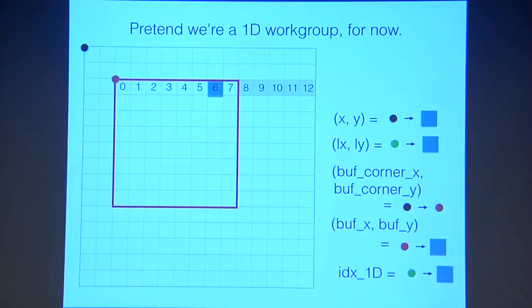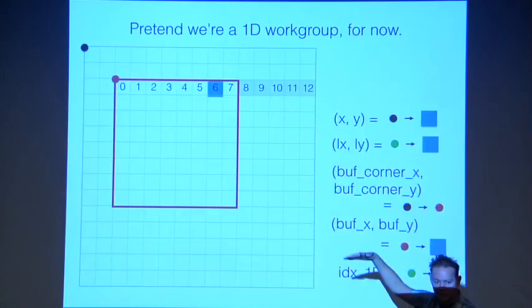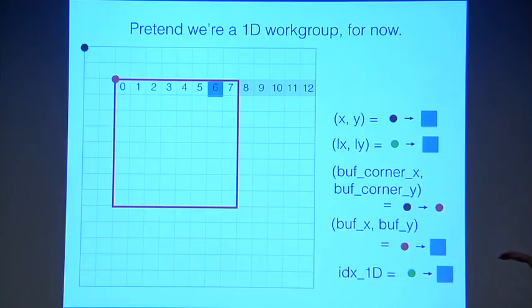The position that I am within this red square is index 1D, my horizontal coordinate, and whatever row I'm working on, I take the width times the row that I'm working on. Right now I'm just working on the first row.